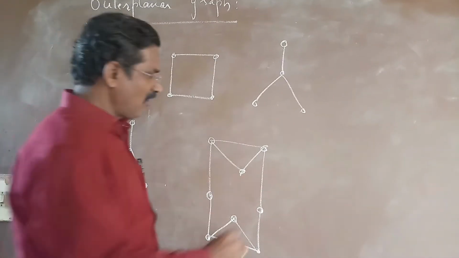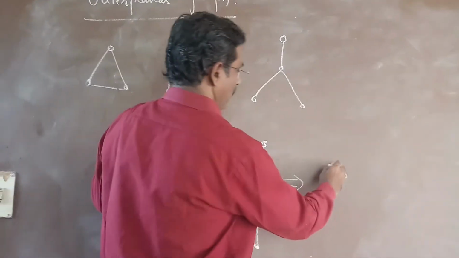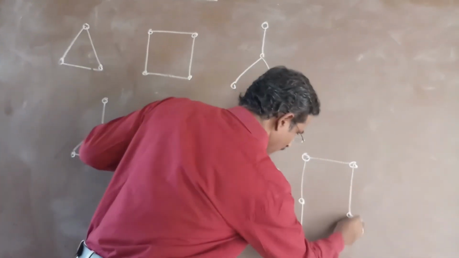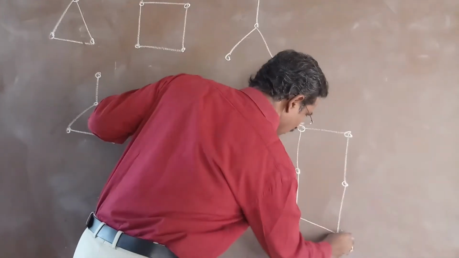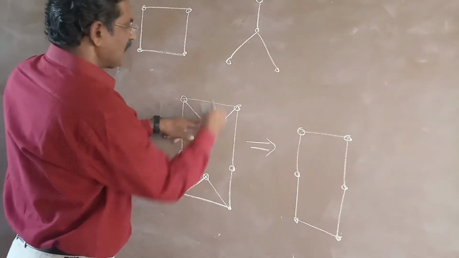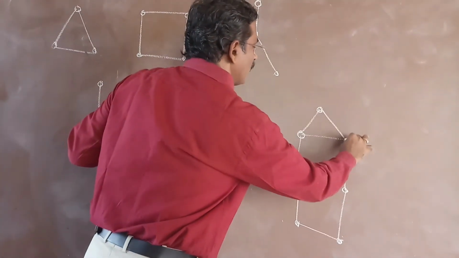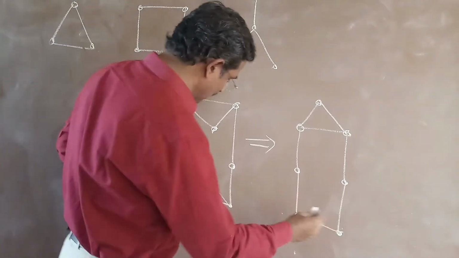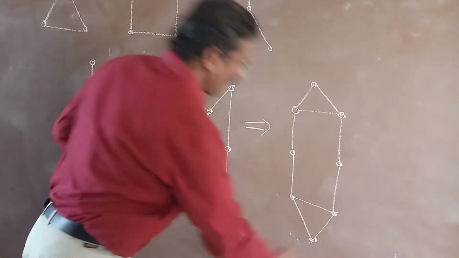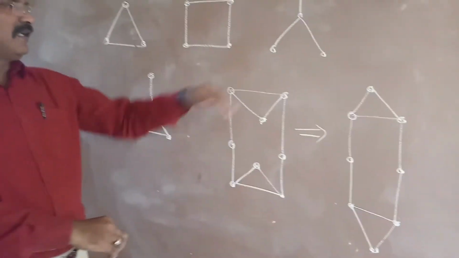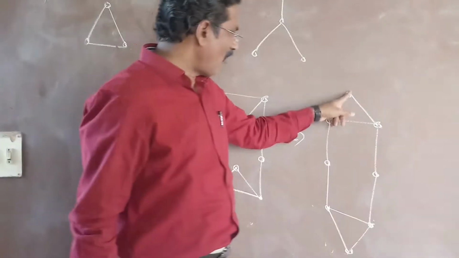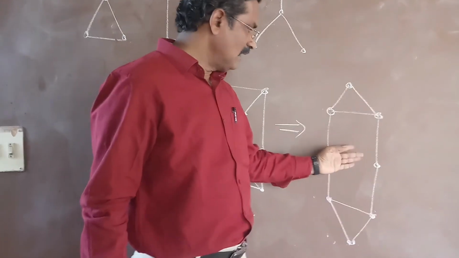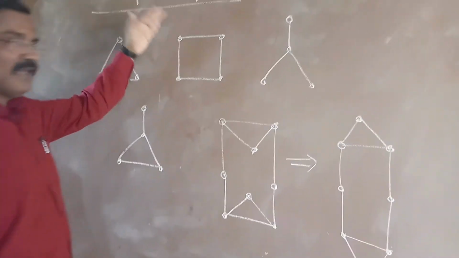I try to redraw or embed this on the plane in this way. Now this one, as I take it outside and draw it in this way, because the location of the vertices and the straightness of the edges in graph theory is immaterial. So I have redrawn the same graph in another way, in which all vertices are lying on the boundary of the exterior region. Therefore, this is also an example of an outer planar graph.